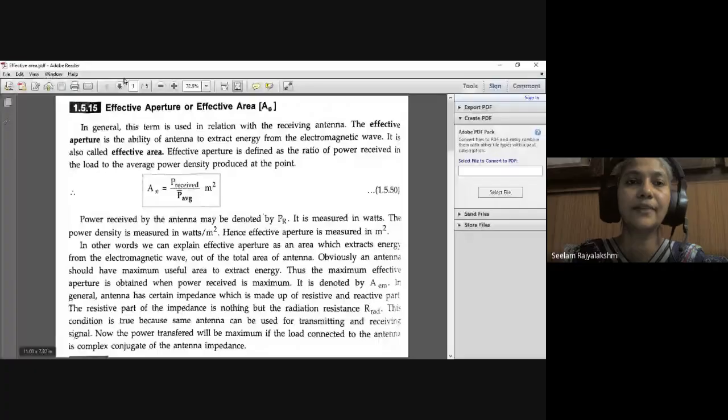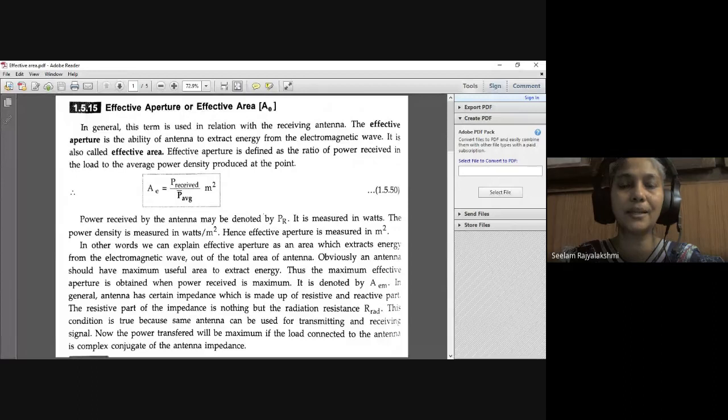Good morning, children. Today we'll discuss effective area, or effective aperture. Let us go with the presentation. Effective aperture or effective area is represented with capital A suffix E.